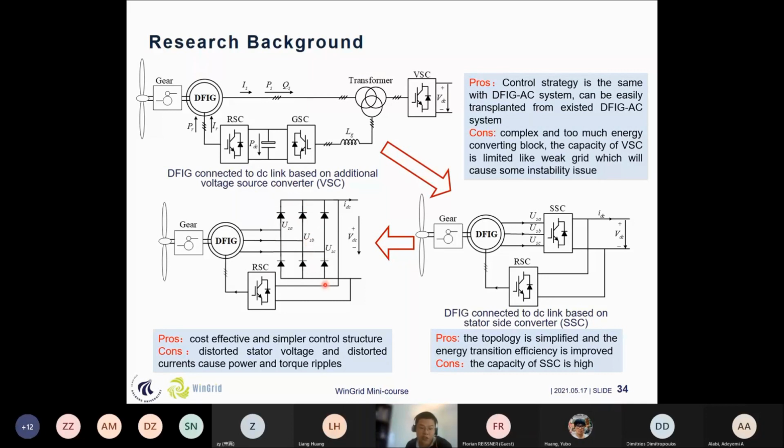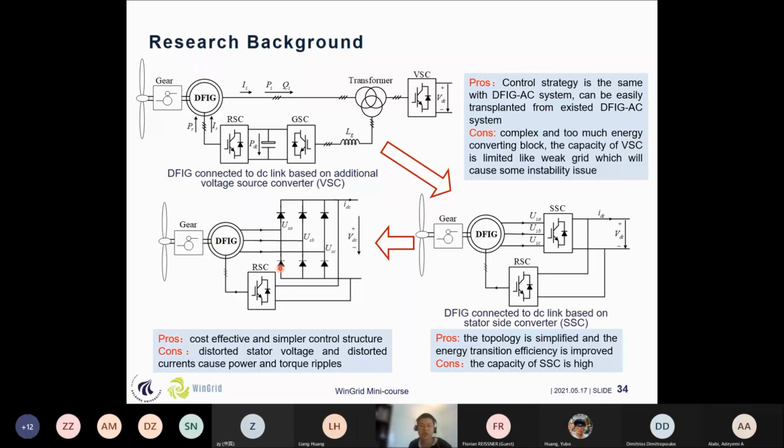But the disadvantage is that since your stator side is connected through this diode bridge, the stator side voltage will be distorted and it will cause power and torque ripples. So that's a disadvantage of this topology.